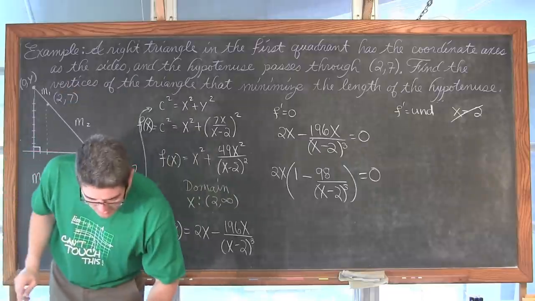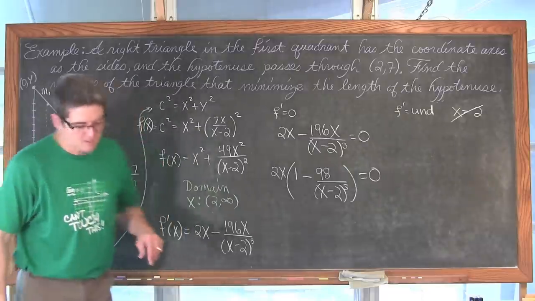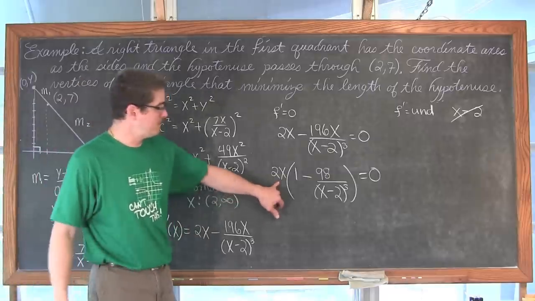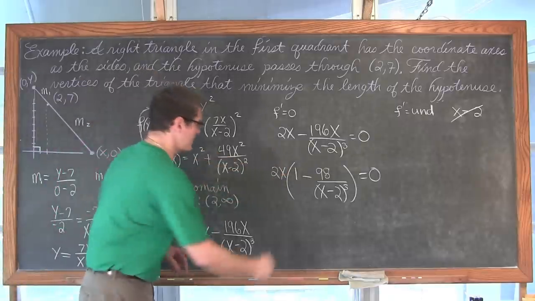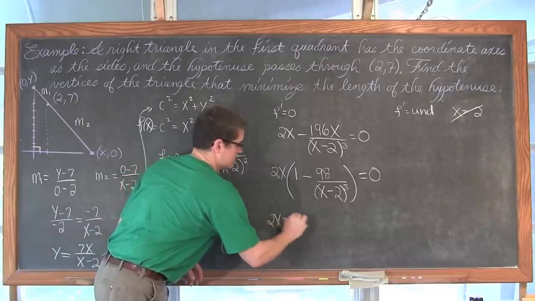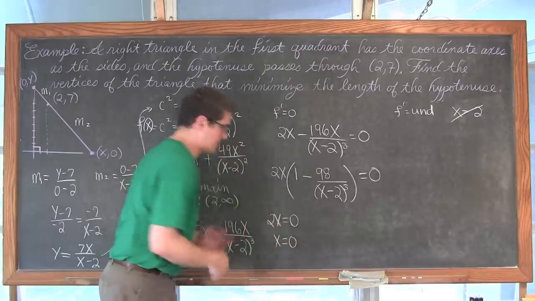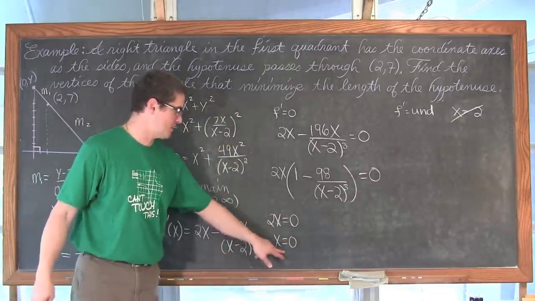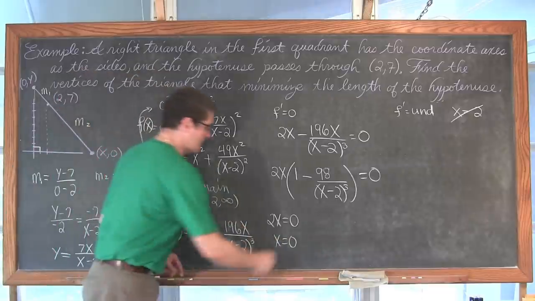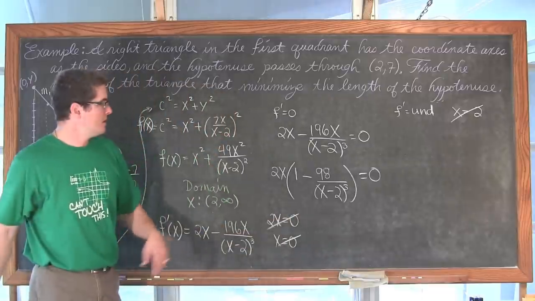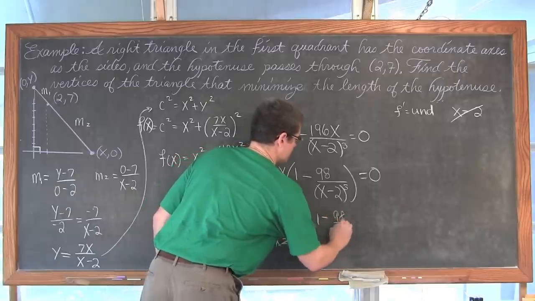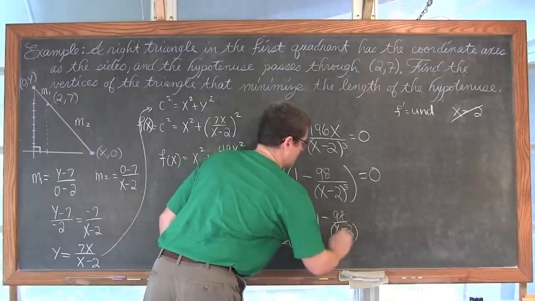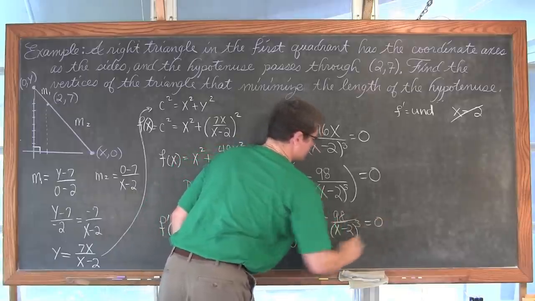Okay, let me just make sure I didn't do something. So, yeah, okay. So now, what makes this equal to 0? This factor could be equal to 0, so I'll set 2x equal to 0, and x is therefore 0, but 0, again, is not within our domain, so we don't need to worry about that. Now we've got 1 minus 98 over (x minus 2) cubed is equal to 0.